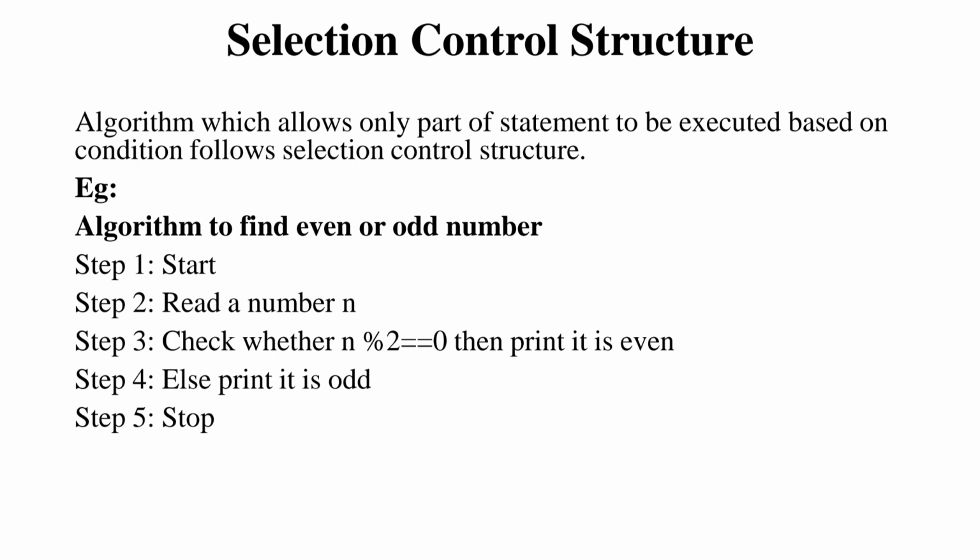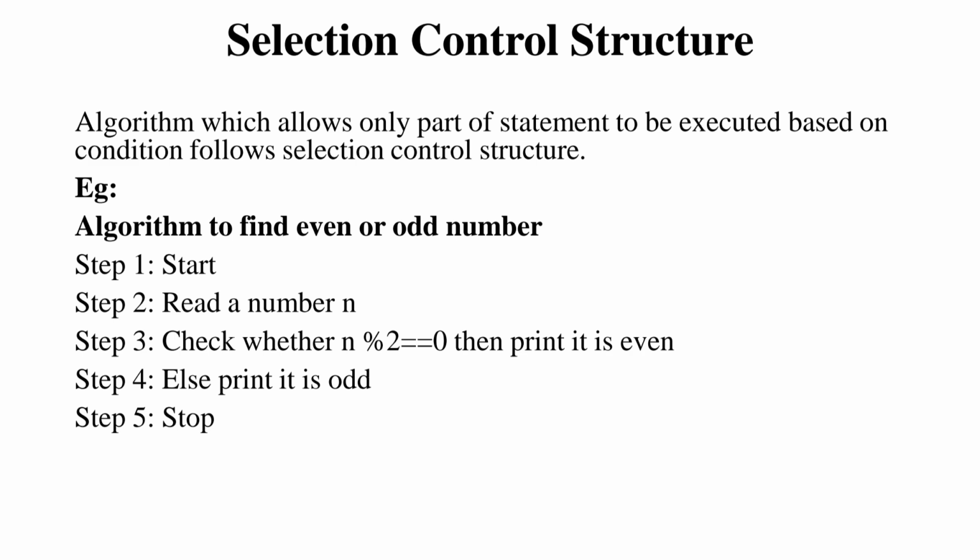To find an even or odd number, the condition to check is n modulus 2 double equal to 0. That is, you are taking the modulus of a number by 2, and when we get the remainder 0, that number is completely divisible by 2, and we can say that it is an even number, or else we can say that number is an odd number.